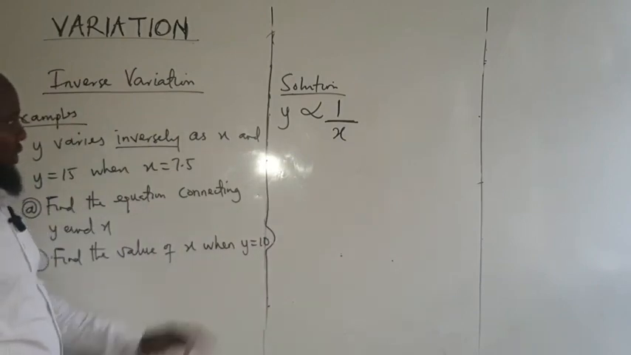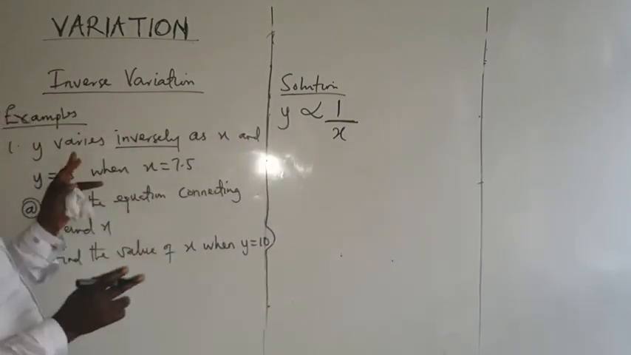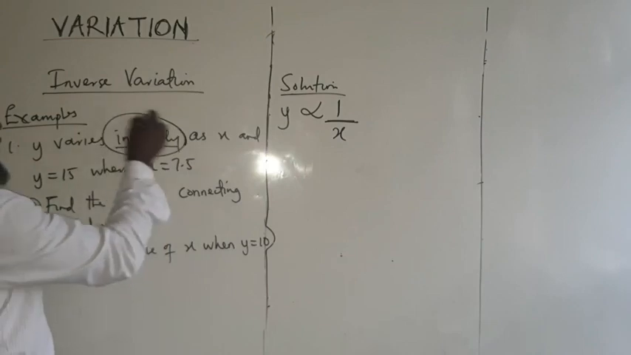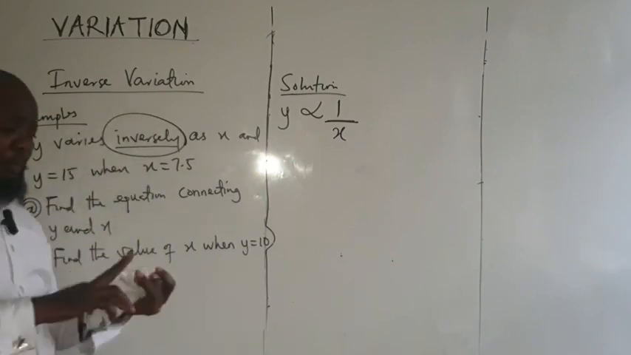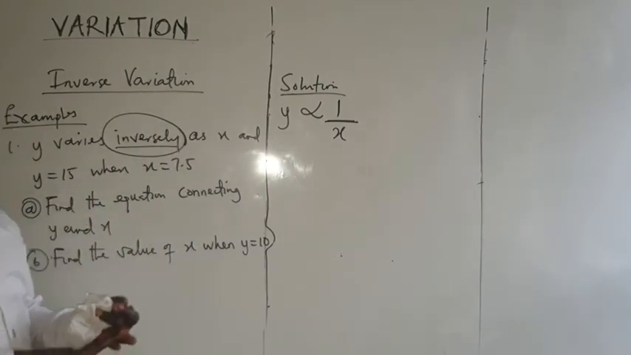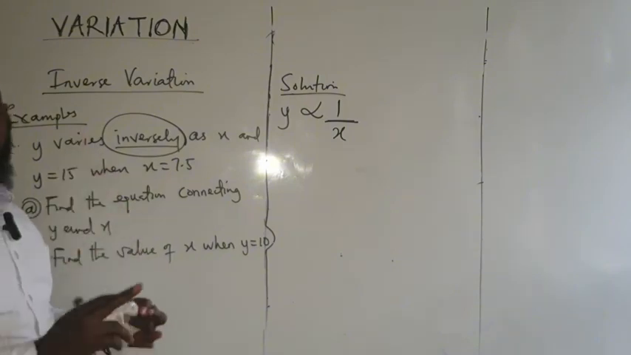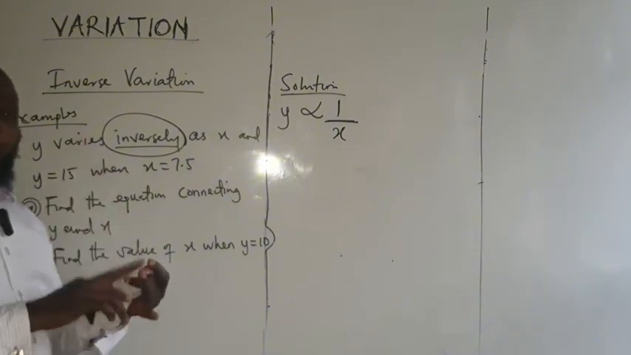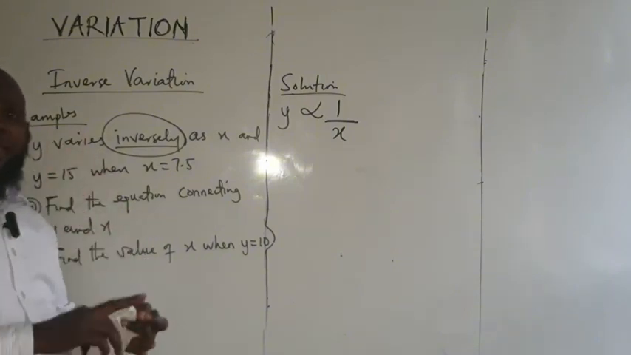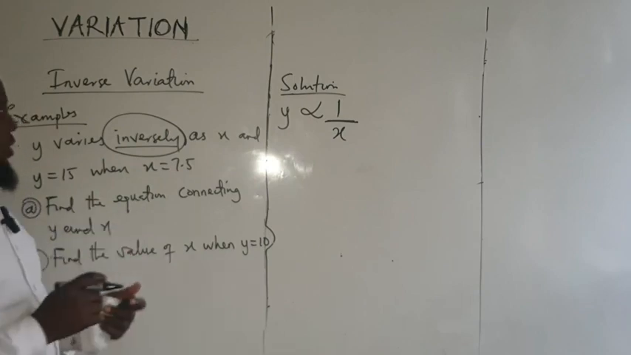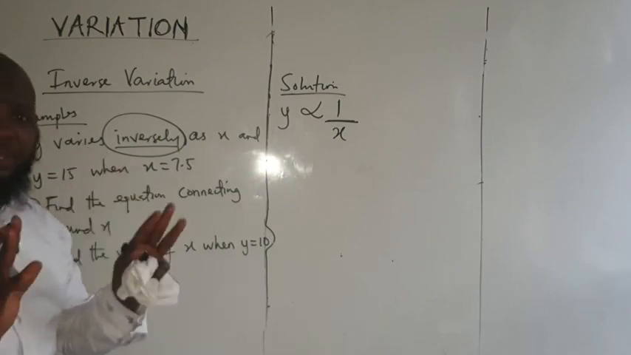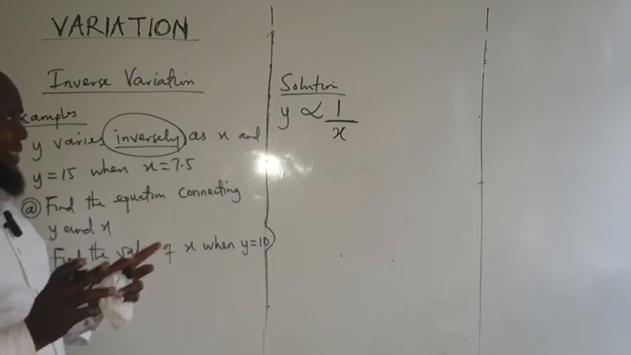Are you with me? So this is the difference. But if it is direct, the word inverse here will not be there. You see that you have directly proportional to, or direct, or varies directly to. Directly proportional to or varies directly to. But for the other, you see that inverse there. So hope that is very clear.